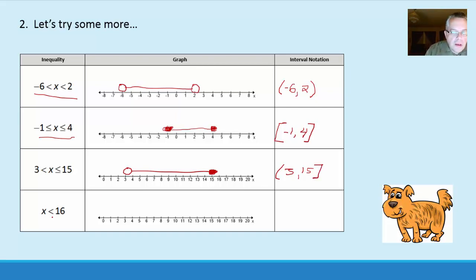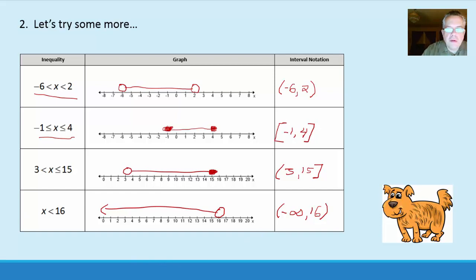Here's one more. X is less than 16, so let's put a hollow dot at 16. Less than means to the left, so it goes all the way down and keeps going and approaches negative infinity. So we're going to do open parentheses, negative infinity, comma, 16. It doesn't include 16, so we're going to put an open parentheses. So there you have 3 different ways: an inequality, a graph, and interval notation for describing an interval of numbers.